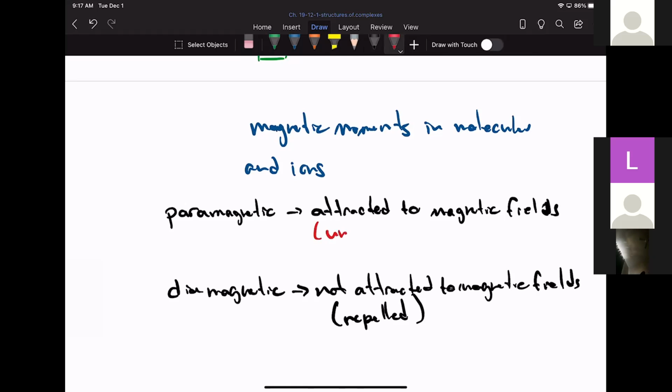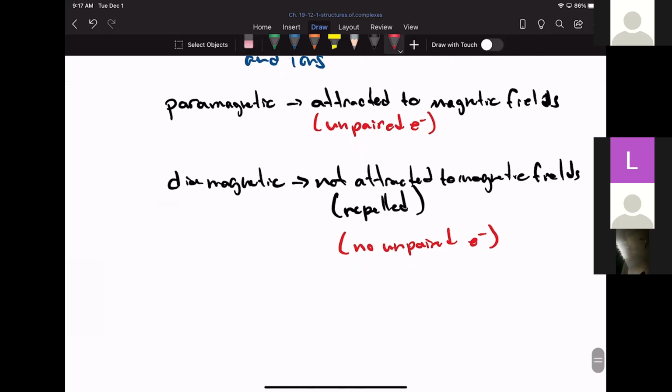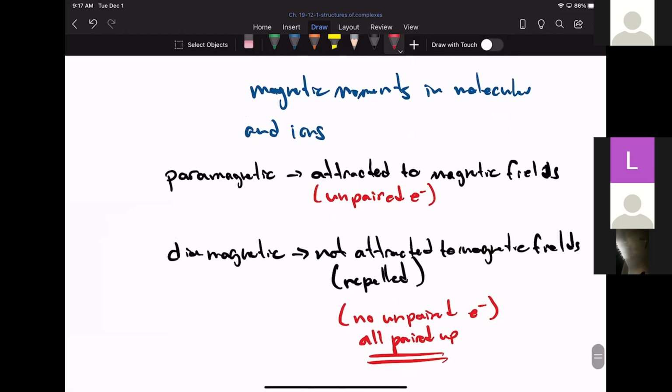Paramagnetic, this is where we find unpaired electrons. And with diamagnetic, there are no unpaired electrons. They are all paired up.